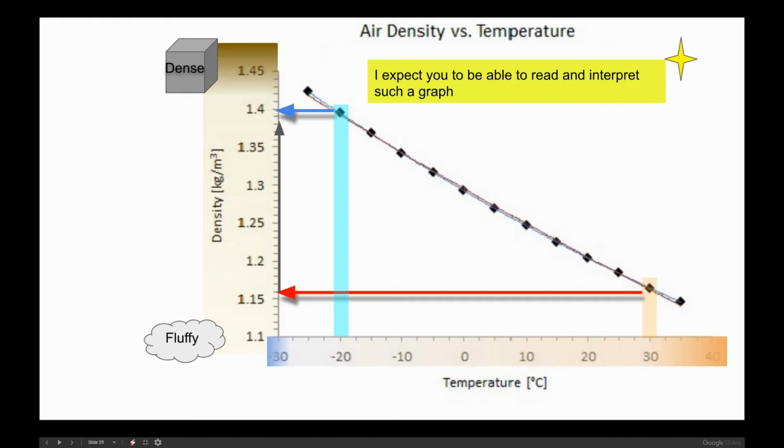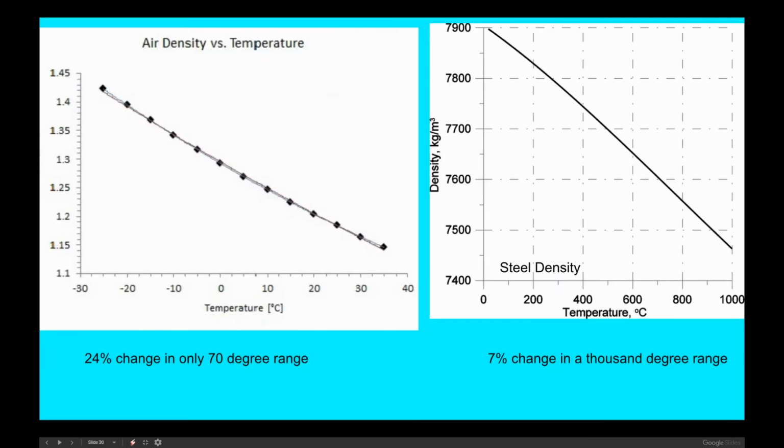Okay? Now let's move on and look at two other substances. We're going to look at air again, and we're going to look at steel density. Now, first off, once again, we have a density in kilograms per cubic meter. And it would superficially seem that the densities are very similar to each other. They're both dropping in density, getting fluffier as they get warm. But these two graphs cannot be directly compared.